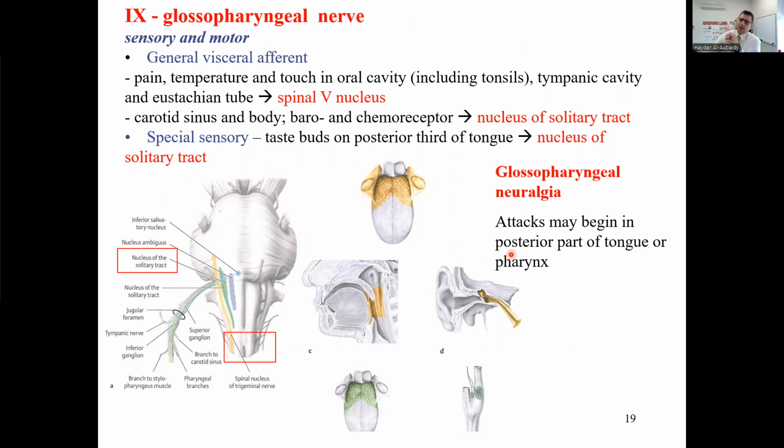A clinical condition similar to trigeminal neuralgia, here it's called glossopharyngeal neuralgia, is characterized by attacks of pain that begin in the posterior part of the tongue and or the pharynx in response to tactile stimulation. So in response to swallowing or ingestion of food, there will be pain in the posterior part of the tongue and the pharynx during swallowing, which might occur due to inflammation of the glossopharyngeal nerve.